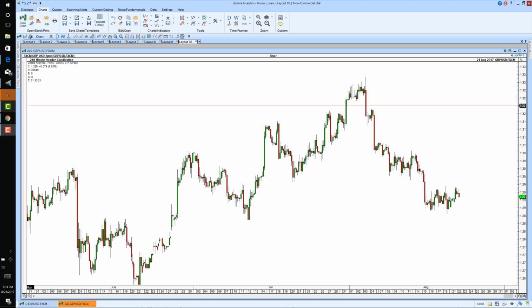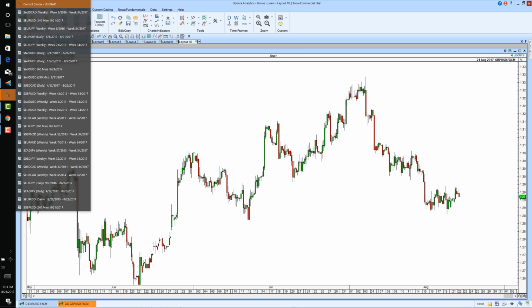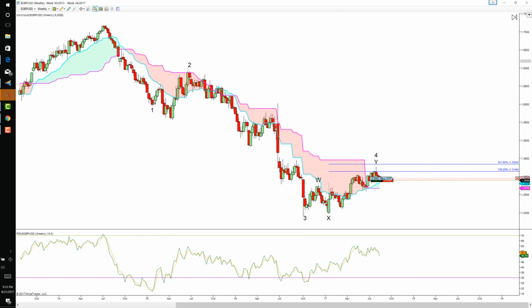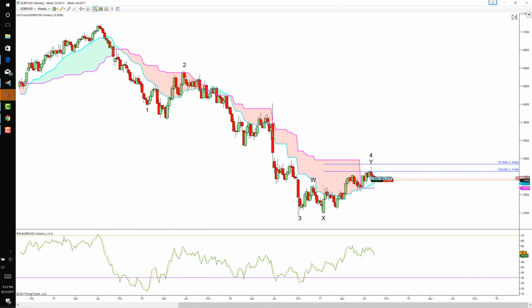So I want to start with the pound dollar trade, and actually I'm going to get out of this one and go to a weekly so we can work our way down. So on a weekly time frame, you have a 1 here, you have an A, a B, a C here for 2, and then you have a 1 of 3, a 2 of 3, and this here was where Brexit ended. So this was last July of 2016.